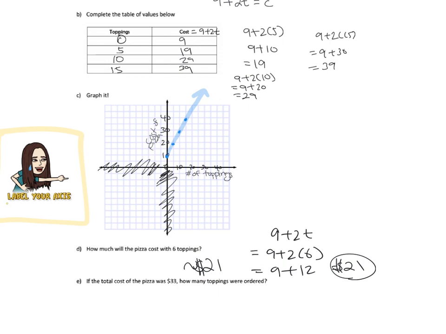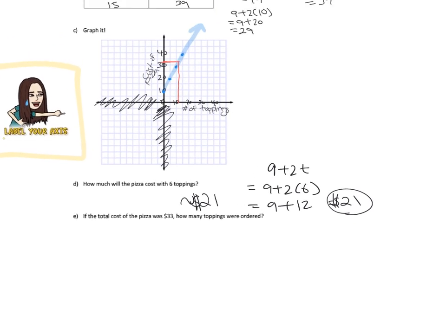All right, and then part E says if the total cost of the pizza was $33, how many toppings were ordered? We go to the total cost of pizza on our y-axis and we go to 33. 33 is going to be somewhere around here. And on the graph, this shows us that's going to be around 11 to 12 toppings. So we're going to say around 11 or 12 toppings.